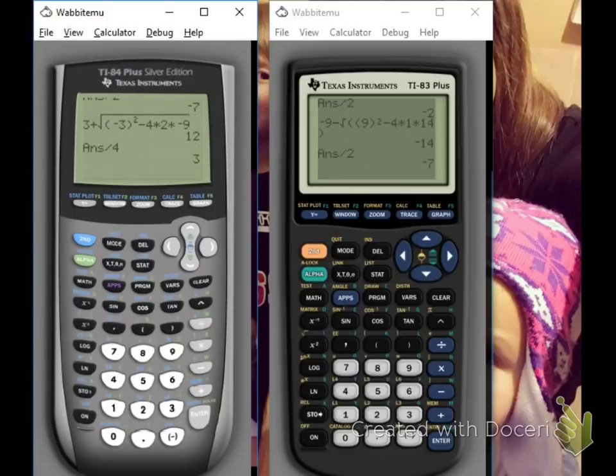Again, on the other calculator, 3 plus, big square root sign. I have to do a double parenthesis to put the -3 in its own parenthesis and square it, and then minus 4 times 2 times -9. Close my parenthesis for the radical, for the square root sign. You get 12, divide it by 4, and you get 3. And so again, on add, I get 14 divided by 4, which gives me an answer of 3.